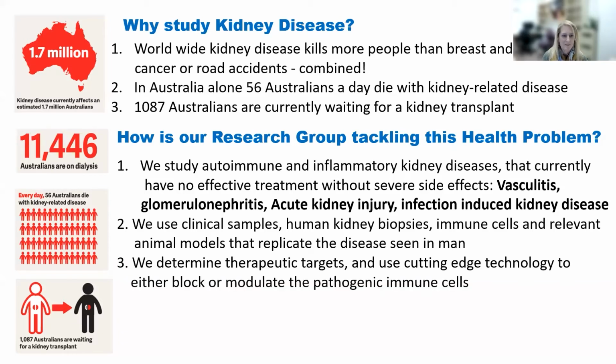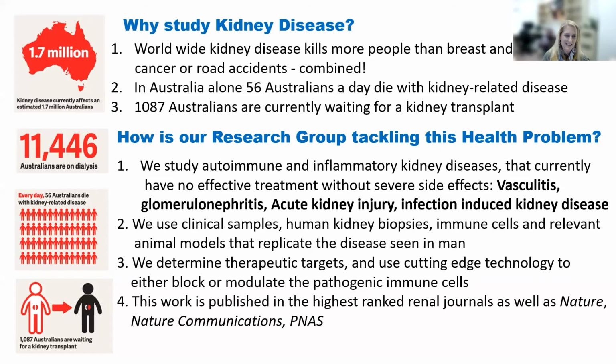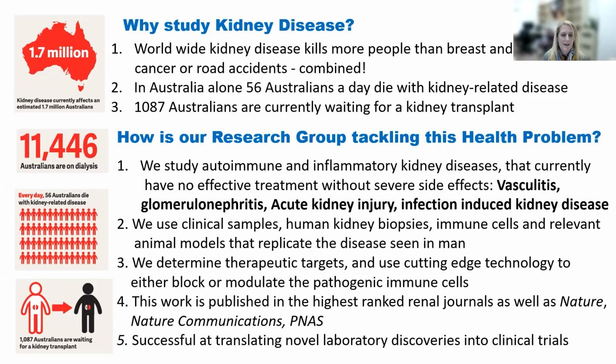We determine potential novel therapeutic targets, and we use cutting-edge technology to either block or modulate the pathogenic immune cells. This work is published in the highest ranked renal journals, as well as Nature, Nature Communications, and PNAS. Before the pandemic, we also were able to attend international conferences that have great weight in the field of renal pathology, such as the American Society of Nephrology and the American Association of Immunologists. Most importantly, we're quite successful at translating novel laboratory discoveries into clinical trials.